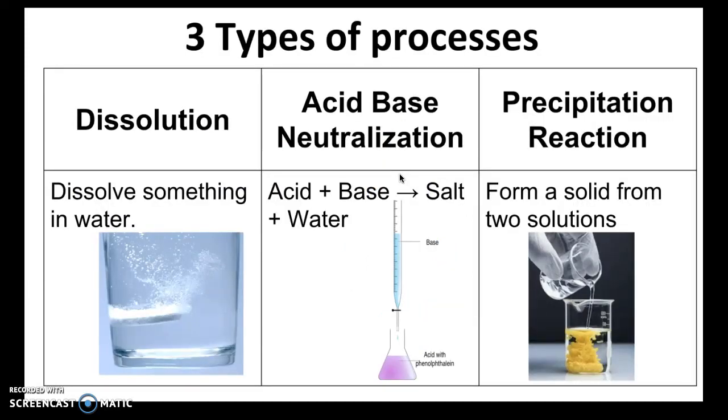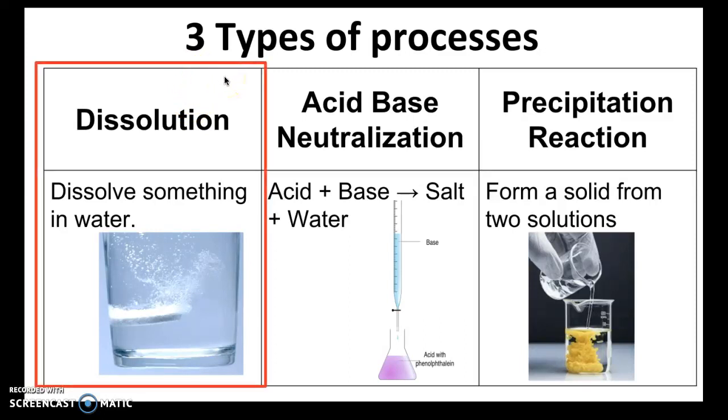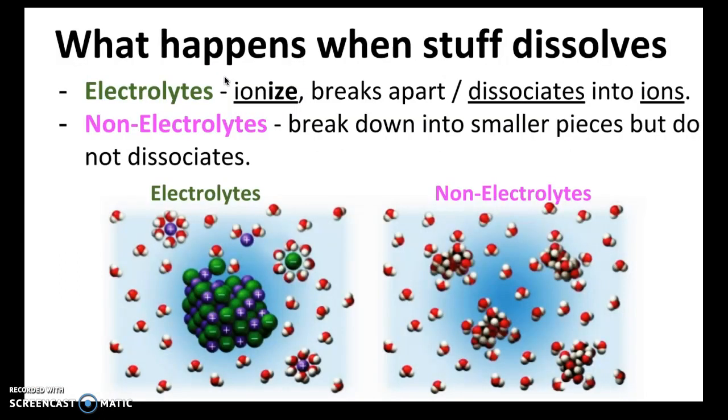All right, so I've already mentioned the two types of chemical reactions, acid-base and precipitation reactions, but in addition to a chemical reaction, there's a physical change that we also look at when we're talking about solution, and that's dissolution. That's when we dissolve something in water. So that's what we're going to focus on for the 2.1 note videos. So let's take a look at what happens when stuff dissolves in water.